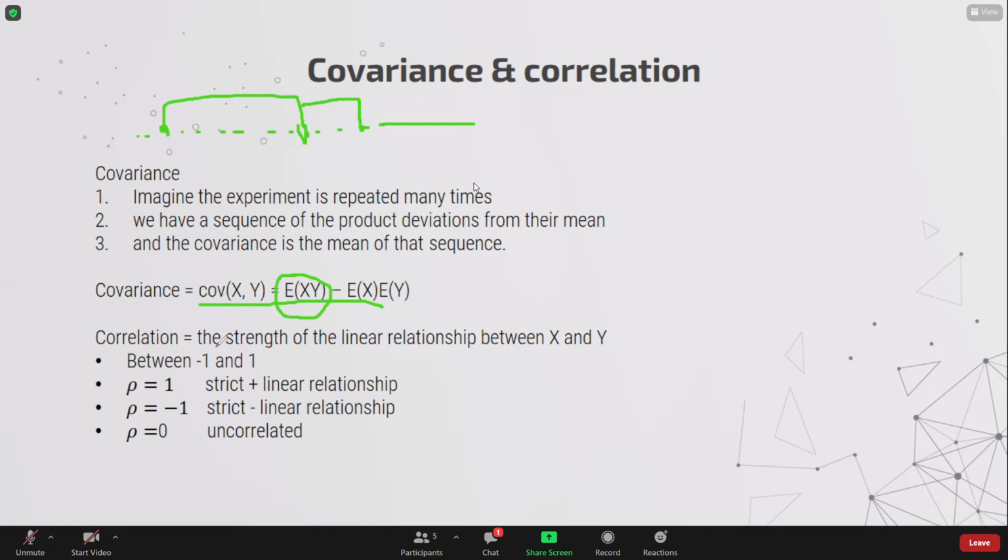The correlation is about the strength of the linear relationship. So the covariance was just the linear relationship between x and y, but the correlation is how strongly they are correlated. It is always between 1 and minus 1. And if we know the correlation is exactly 0, it means that x and y are not correlated. They do not have any common relationship.